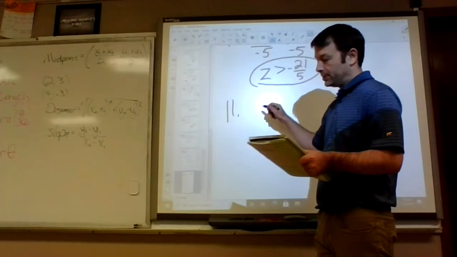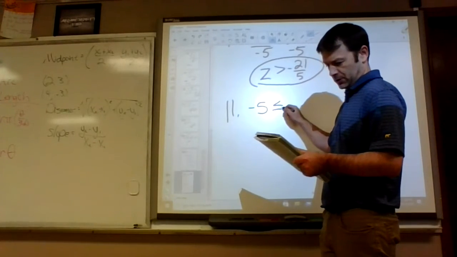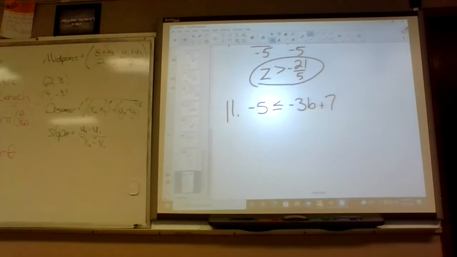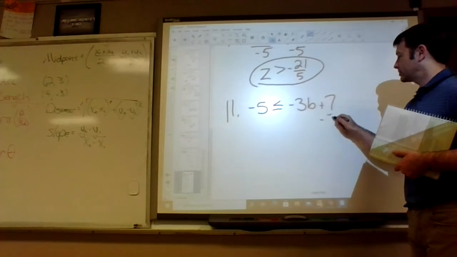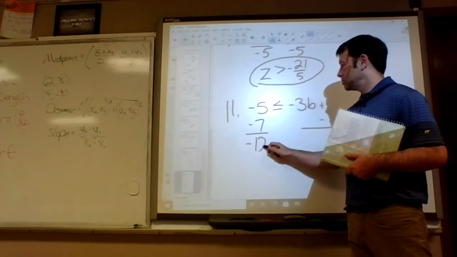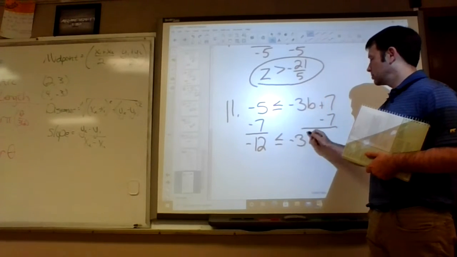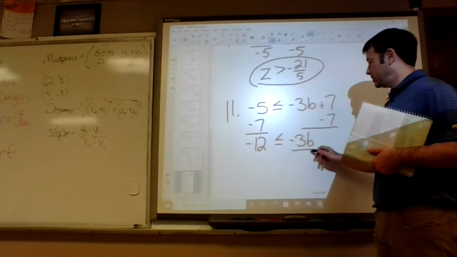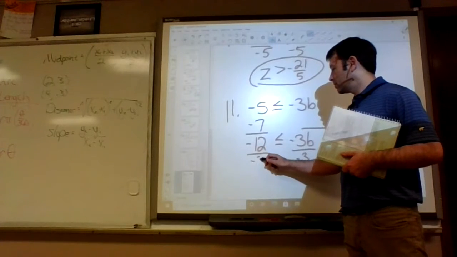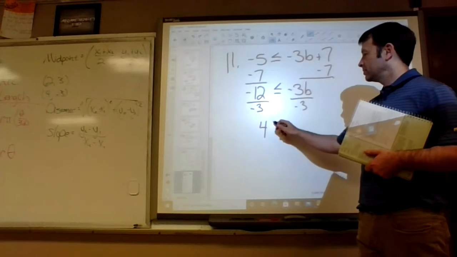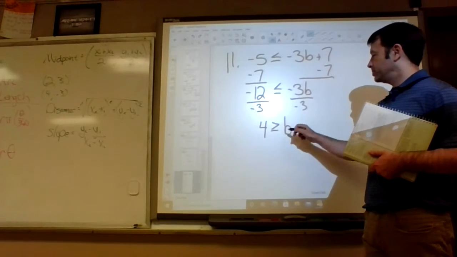Number 11, -5. Alright, what's my first step on that one? Subtract 7. -5 minus 7 is? And then if I divide by -3, you get +4 greater than or equal to b.